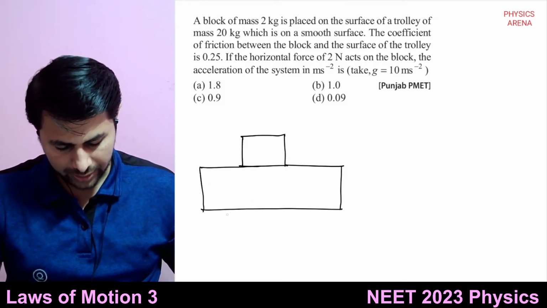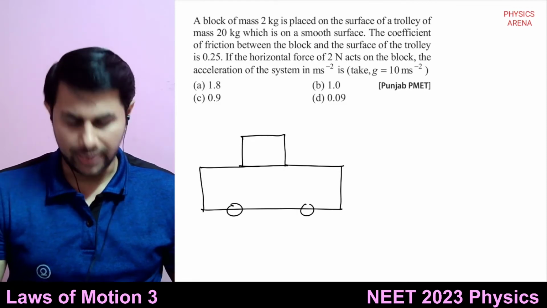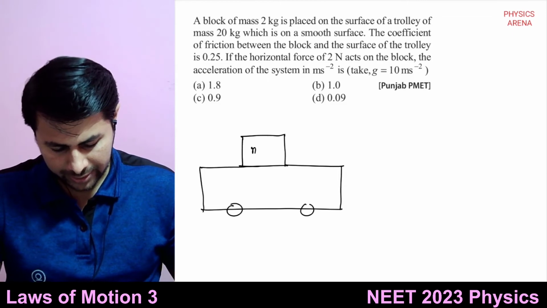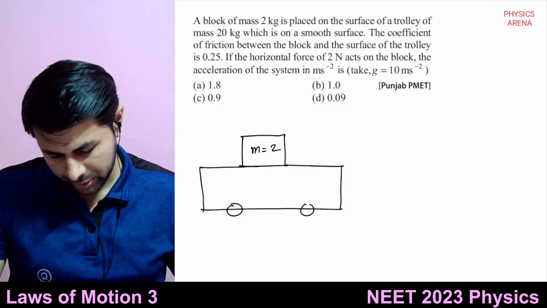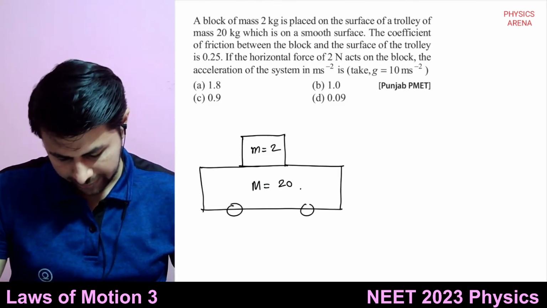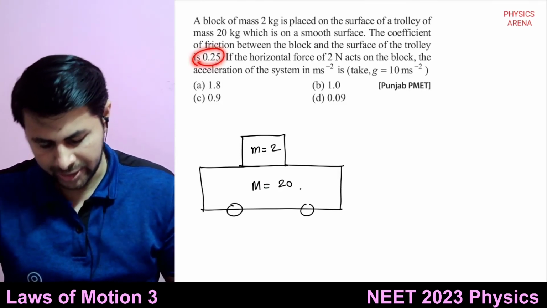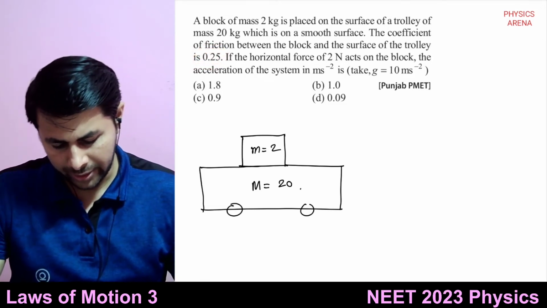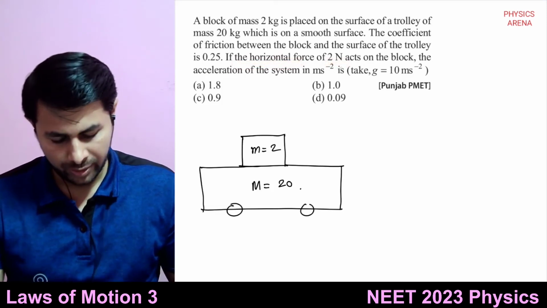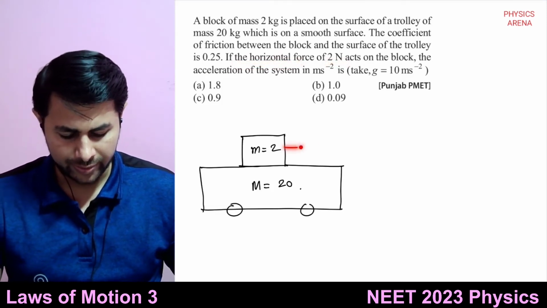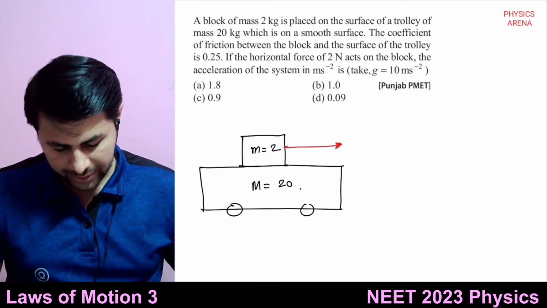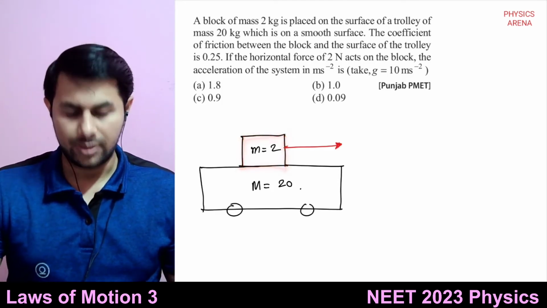Okay, so this trolley, I'm drawing like this. Mass of block is m, which is 2 kg. Mass of the trolley, let's suppose it is capital M, is 20 kg, and there is some coefficient of friction, 0.25, and you are exerting a horizontal force of 2 Newton on the block.